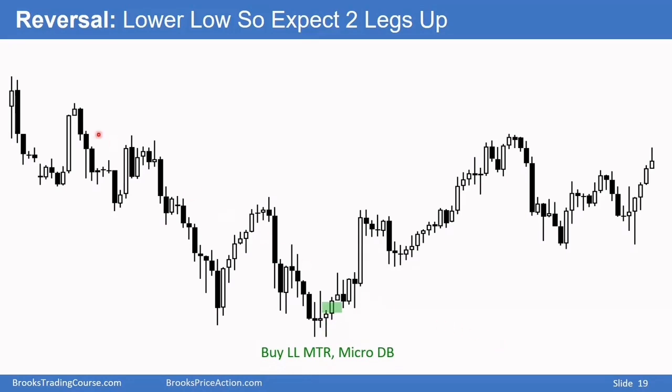Lower low, major trend reversal, bear trend, pretty good reversal up. And then we have a couple legs down to a lower low. We have a micro double bottom and a bull bar. It's a reasonable buy, looking for two legs up. One, pullback, two. That's the minimum objective.